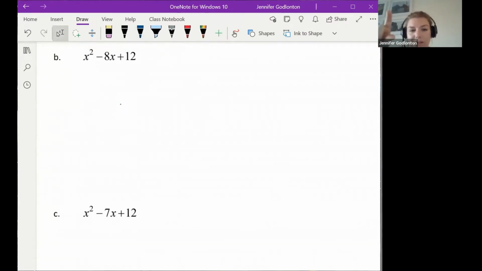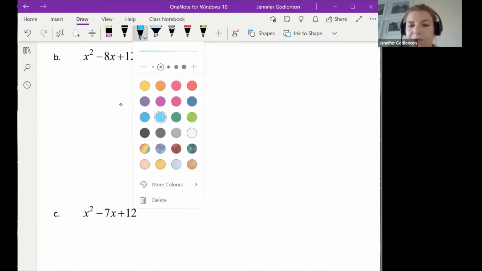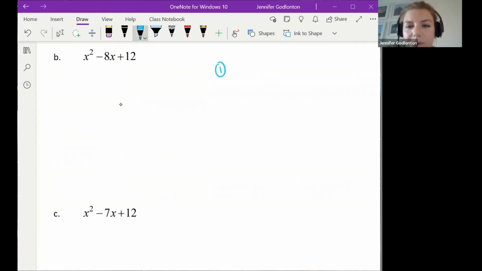They both have a constant of 12, which means you'll have the same factor pairs. So you can use the same factor pairs for both of these questions. So first step, I'm just going to write some steps here for people who are struggling a bit. The first step is that we want to take our constant and we want to find our factor pairs.